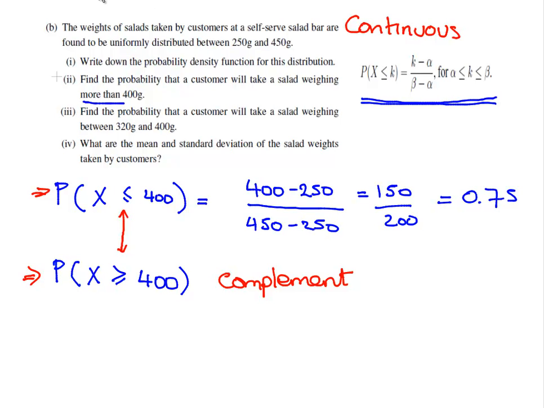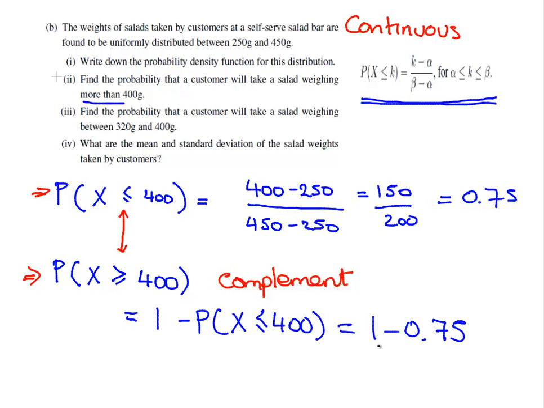So what is the complement of that? That's equal to 1 minus the probability of x less than or equal to 400. And that's equal to 1 minus 0.75. And the answer to that, therefore, is 0.25, which I accidentally blurted out a minute ago. So the answer to that one is 0.25. That's the answer to the second one.